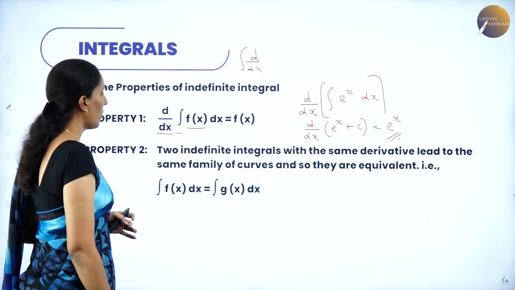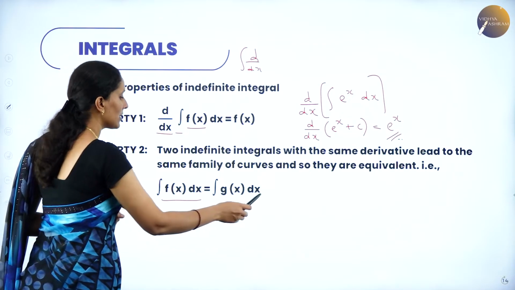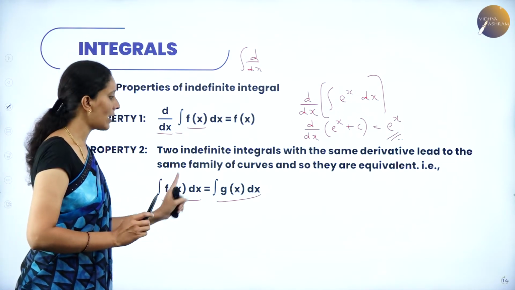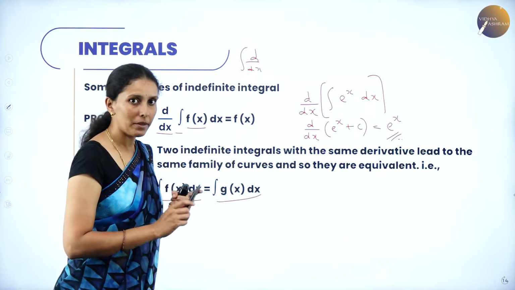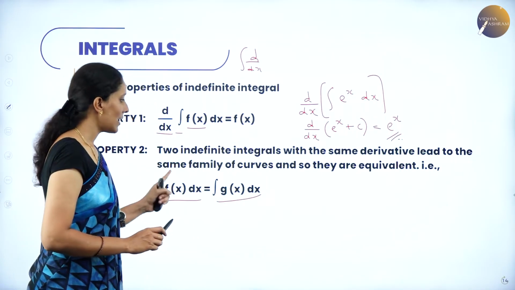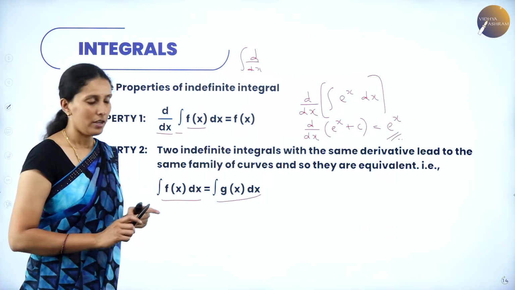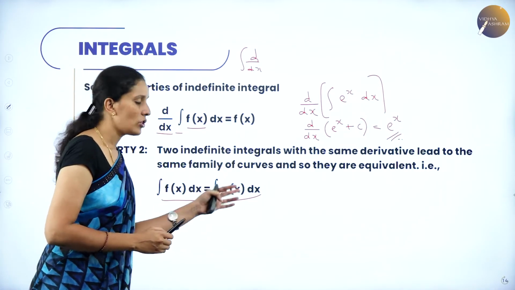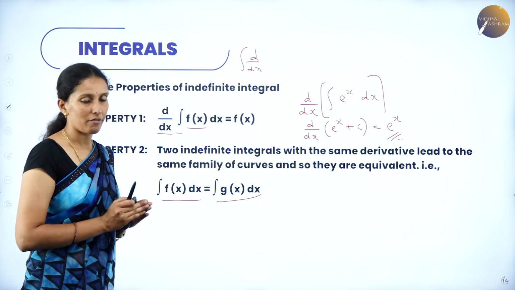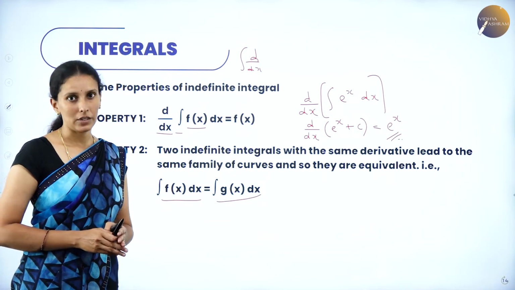And next, property number 2 says that whenever two integrals have the same derivative, they are equivalent. That is, two indefinite integrals with the same derivative lead to the same family of curves, and so they are equivalent. Suppose integration of f of x dx gives you a value and integration of g of x dx gives you the same value. That means they are denoting the same family of curves.